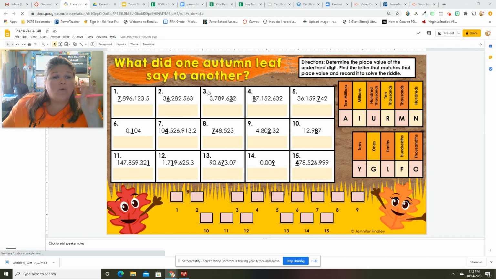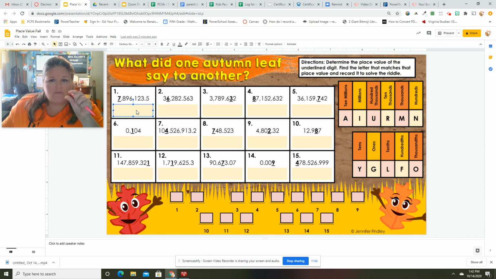Okay, so what you have here are 15 numbers that you have to figure out what the place value is. You're going to figure out what the underlying digit in each of these numbers is, write whatever the value is, and type it in there. Then after you're done, you're going to be able to come here and figure out a special message based on the place value. Okay, so we're going to do a few together, and then I'm going to erase it, and then you'll just have to fix it when you open up your assignment.